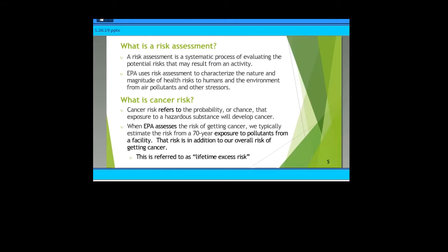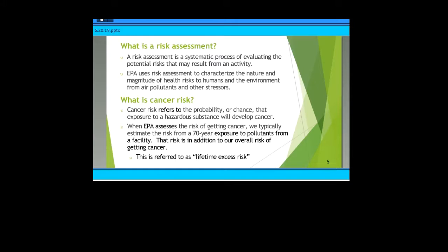So now let's talk a little bit about risk assessment. So what is a risk assessment? Well, it's a systematic process for evaluating the potential risks that may result from an activity. In this case, the activity we're talking about is exposure to air toxics, and again, this talk will focus on breathing the air. The exposure is inhalation. We use these risk assessments here at the EPA to characterize the nature and the magnitude of the health risks, and to make policy decisions and to set regulations.